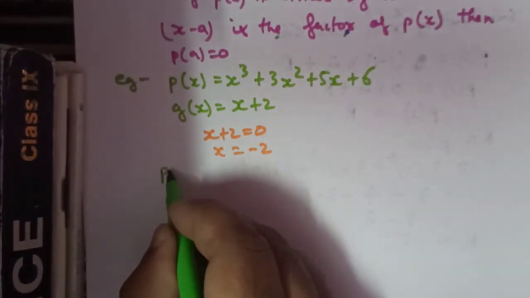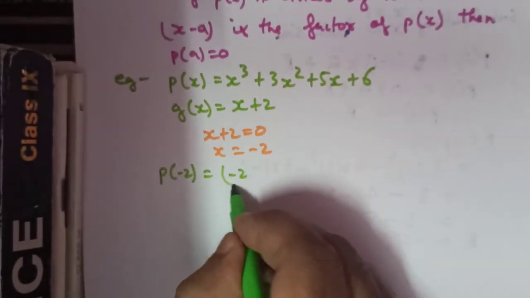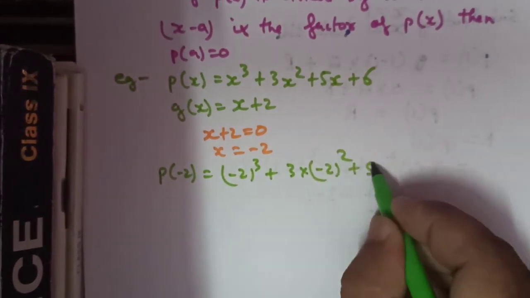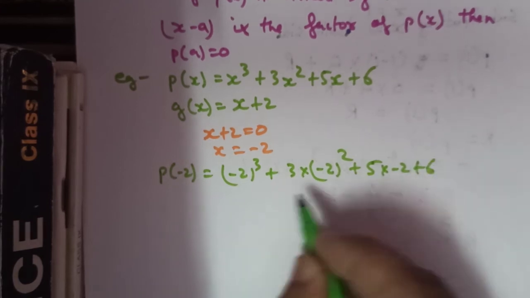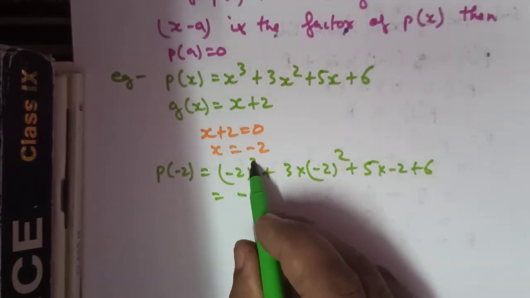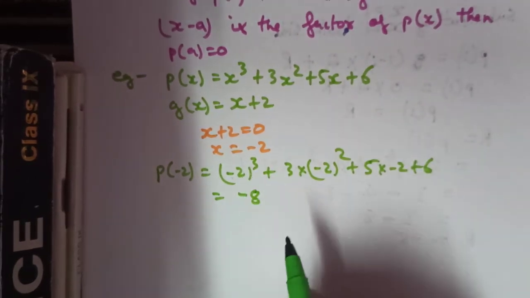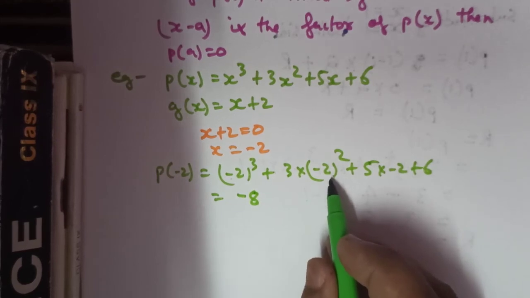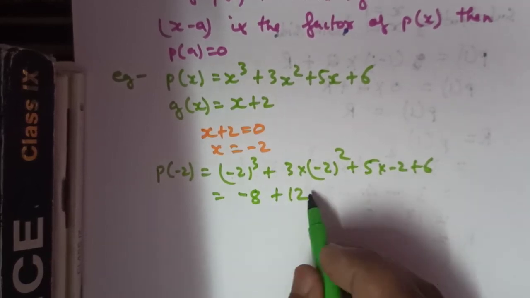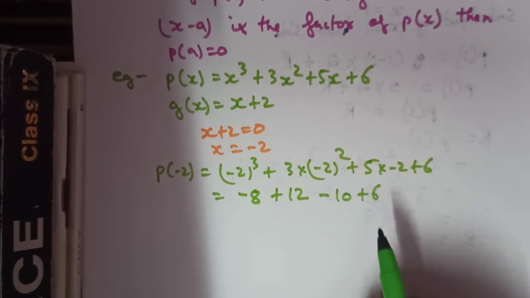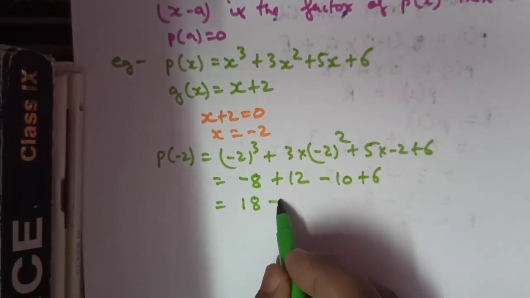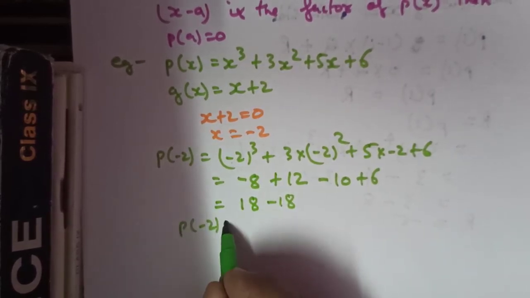The value of p(a) will be p(minus 2), that will be cube of minus 2 plus 3 times minus 2 square plus 5 times minus 2 plus 6. So cube of minus 2 will be minus 8, because minus cubed stays minus and 2 cubed is 8. Minus 2 square will be plus 4, times 3 will be plus 12. This will be plus into minus is minus, 5 twos are 10, plus 6. So plus 12 plus 6 is 18, and minus 8 minus 10 is minus 18. So we are getting the value as 0.